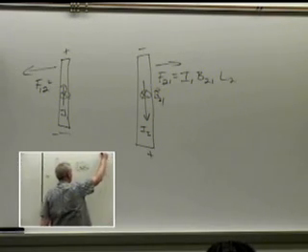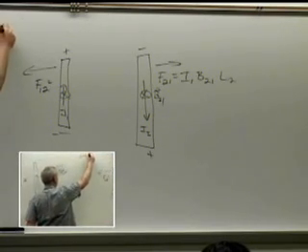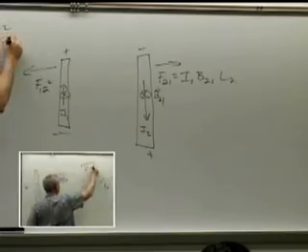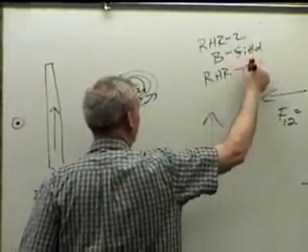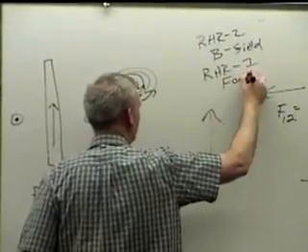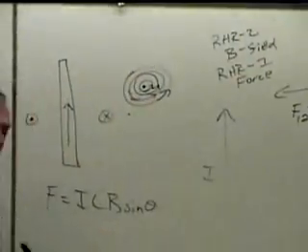All right. First of all, let's do this real quick. Right hand rule number 2, B field, gives you the B field. Right hand rule number 1 gives you the force caused by the B field. Okay?